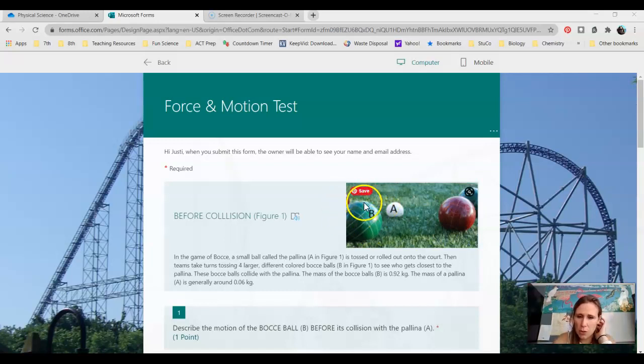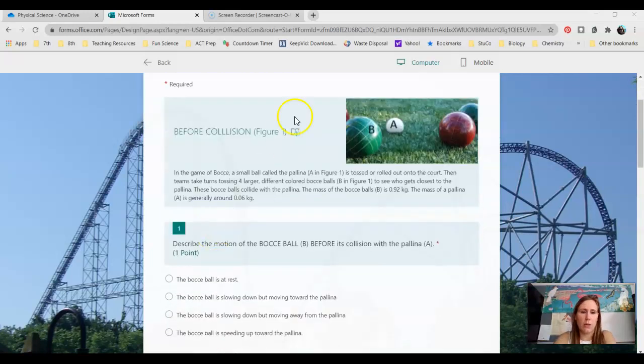So we have 2 balls of 2 different sizes. Both will have 2 different motions, and when we have a collision, we're going to see 2 different things happen after the collision. That's basically what this test is about. On part 1, you are focusing on what happens before the bocce ball collides with the pallina. Remember, you toss out the pallina first, it stops, and then you throw the bocce ball at the pallina to see how close you can get.